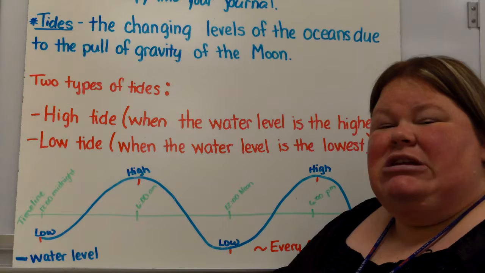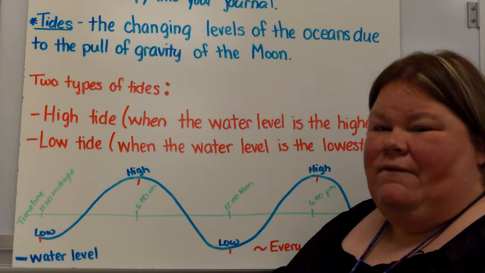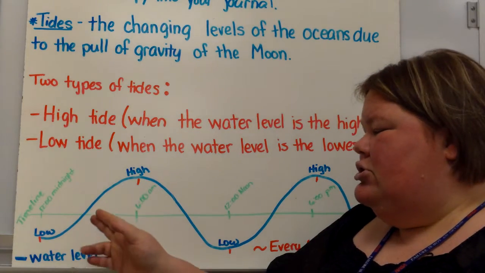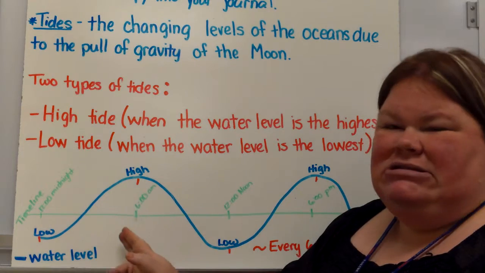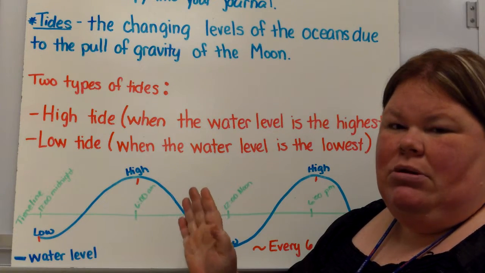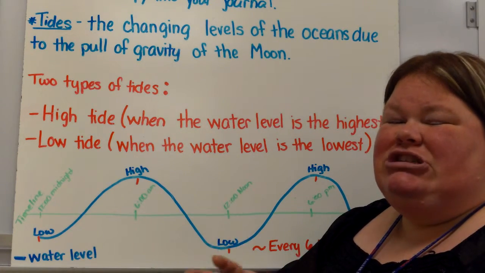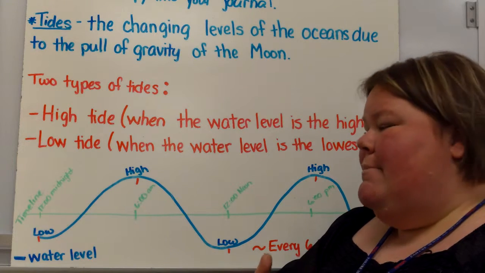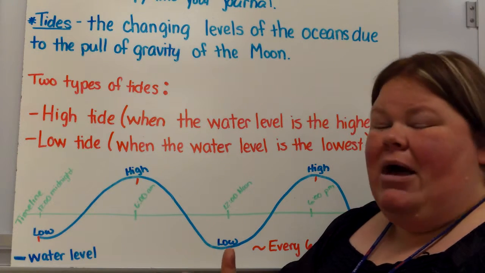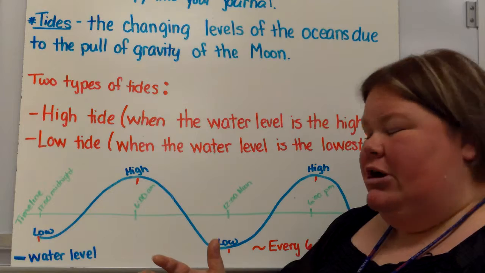So the tides rotate in about a 6-hour time frame. They're not always going to show up at midnight and 6 o'clock and then noon. The times change slightly every day, but they're usually about 6 hours apart.